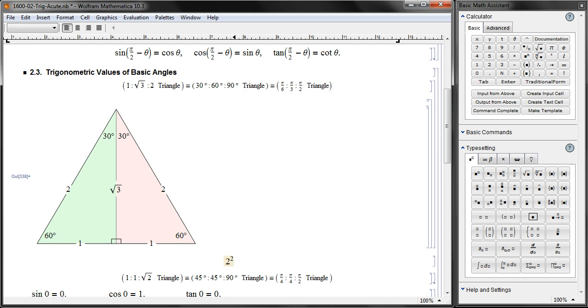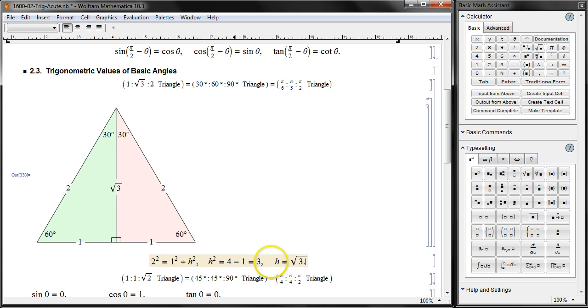Hypotenuse squared is equal to 1 squared plus height squared, if you don't know the height. And consequently, height squared is 4 minus 1, which is 3. So height has to be square root of 3. And you can find out height like that.